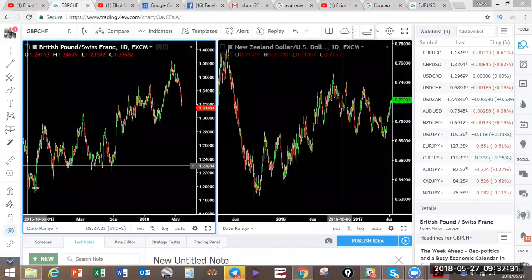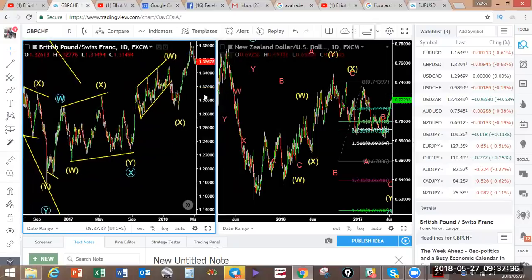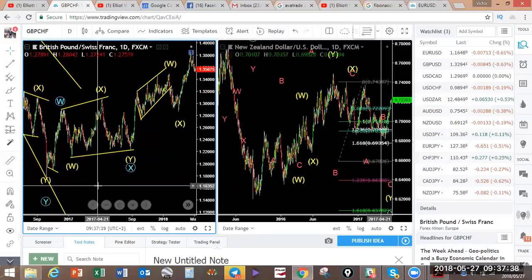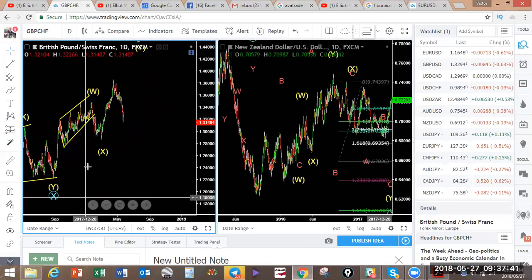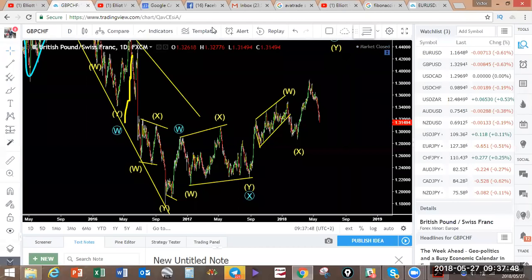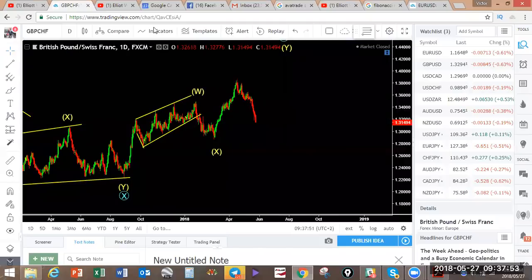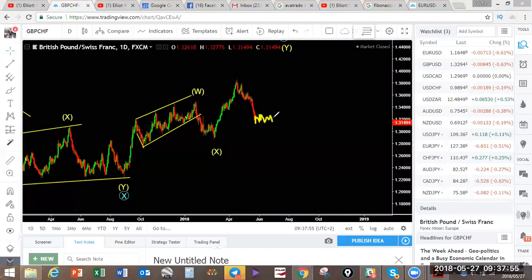Okay, so that's how these structures are. But as much as the structures are similar, they should still follow the sequence and the count. Okay, so even our count is telling us that we need to come and do a Y there, the top on pound Swiss. We still need to go do a Y. So you need to watch how this one behaves because we've got a very strong impulse to the downside. This may make a move down first before it goes up with that move that we're looking at. Okay, let's keep an eye.